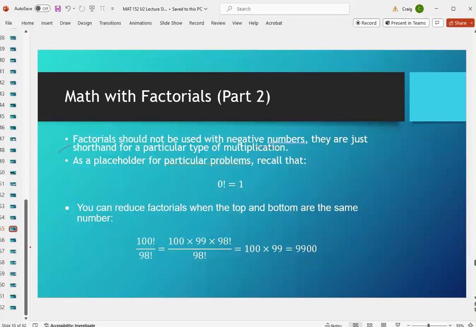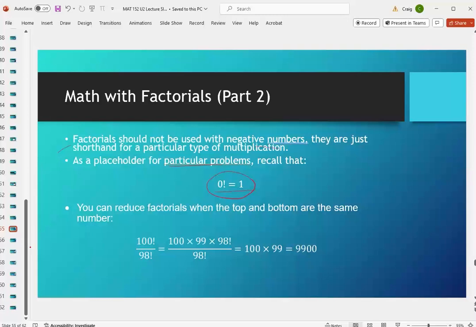When we have 0 factorial as a placeholder for particular problems, which you'll see when we're solving some of these later problems, we just say that 0 factorial is equal to 1. Okay, that's just an identity thing. You just kind of have to remember that. Your calculator will tell you that as well.